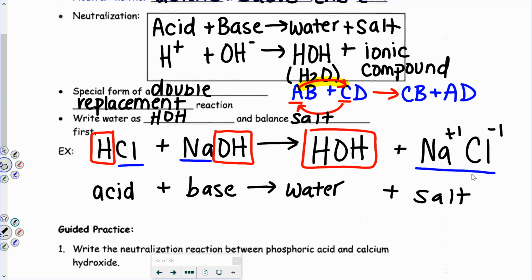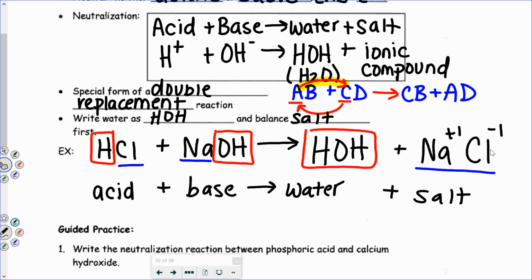So I have acid plus base yields water and salt. All right. That's why it helps to write the water first, because whatever's left over, make sure you write your positive ion from the base first, and then the negative anion from the acid after. Look up their charges and crisscross.